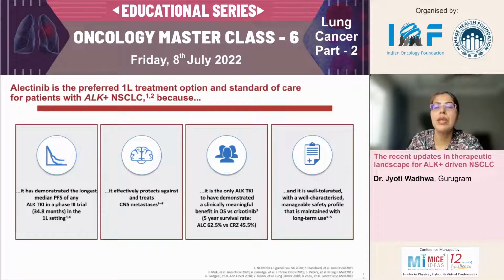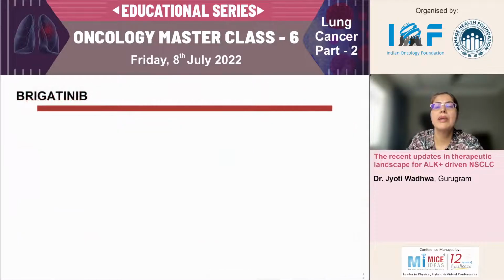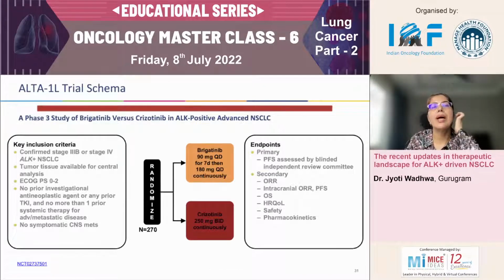Also, because of meaningful improvement in the overall survival when compared with crizotinib, and also because it was found to be well tolerated with manageable safety profile. Then came brigatinib. So ALTA-1L is the trial which studied in phase 3 manner the efficacy of brigatinib versus crizotinib. And this was again the patients, advanced lung cancer patients, ALK positive in good performance status with no symptomatic CNS metastasis were randomized to receive brigatinib or crizotinib.